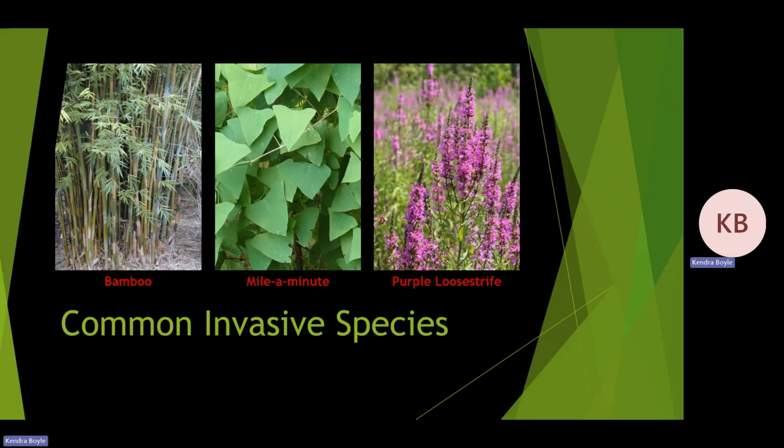Other common invasive species we see throughout landowners' properties are bamboo, mile-a-minute, and purple loosestrife, to name a few. All of these species are difficult to manage if left unchecked, especially bamboo.